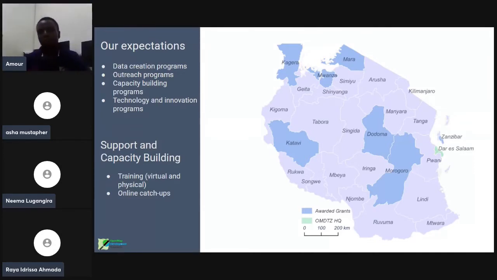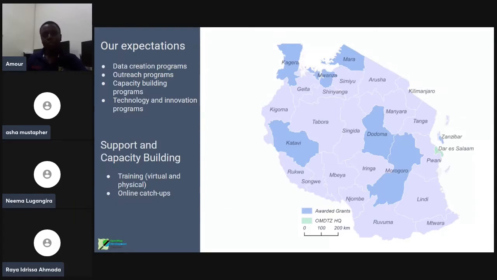As you can see in the map here, the way these communities were selected, we didn't focus only on the biggest or major cities here in Tanzania. You can see here only 2 communities from 2 cities, Mwanza and Dodoma, were selected, but the others are from other regions. So our focus was not only to find communities who work in these major cities, but also communities who are outside these major cities.